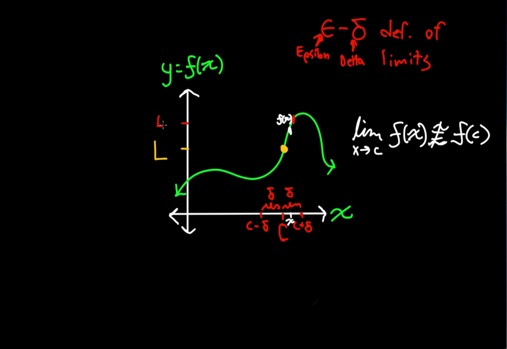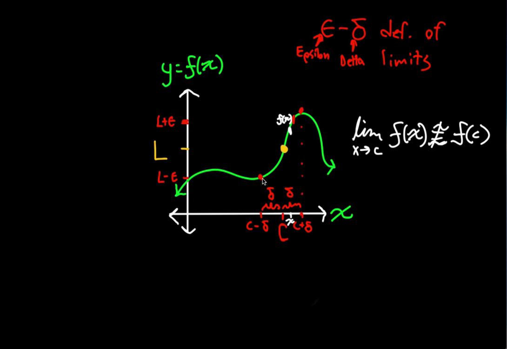We're going to have L plus epsilon up here, and L minus epsilon down here. So delta represents a closeness that we can get to the point that we want to find the limit of. If we get some closeness delta, there's another closeness that corresponds to it, epsilon, on the y-axis. So if we get this closeness to c, we'll get some other closeness to L.